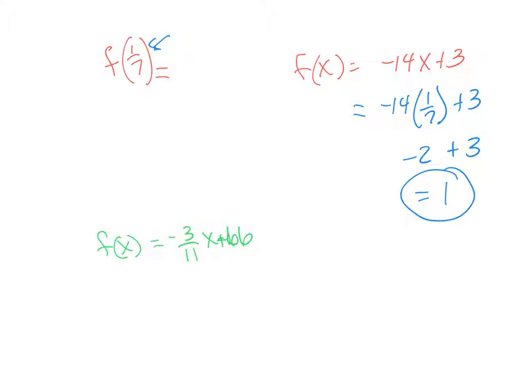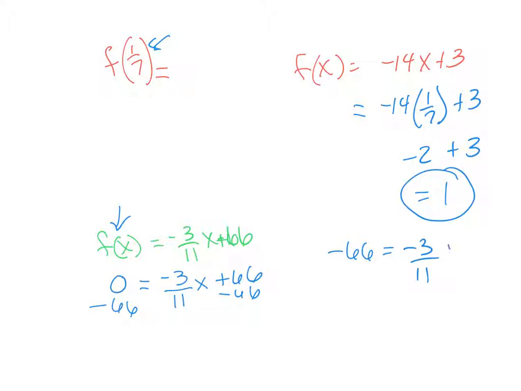But the x-intercept is when y is 0. So if y is 0, isn't this the y? So we make him 0. That's what they want to know when they want to find the zeros. You make the y 0. So when you do that, it's just basic algebra again. You subtract 66 from both sides. And we get negative 66 equals negative 3/11 x.